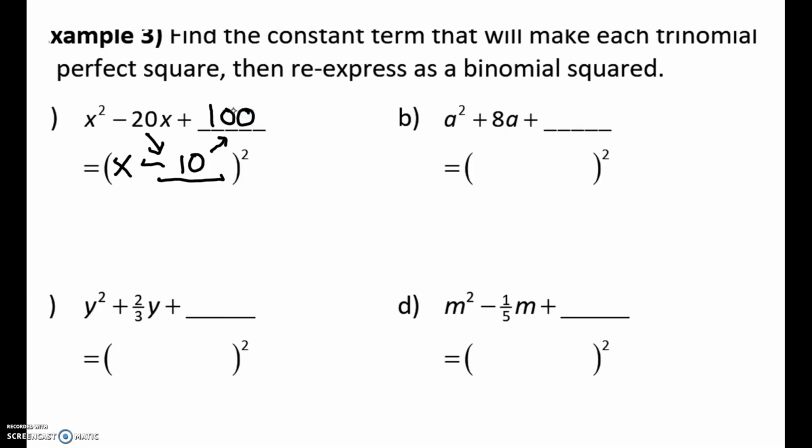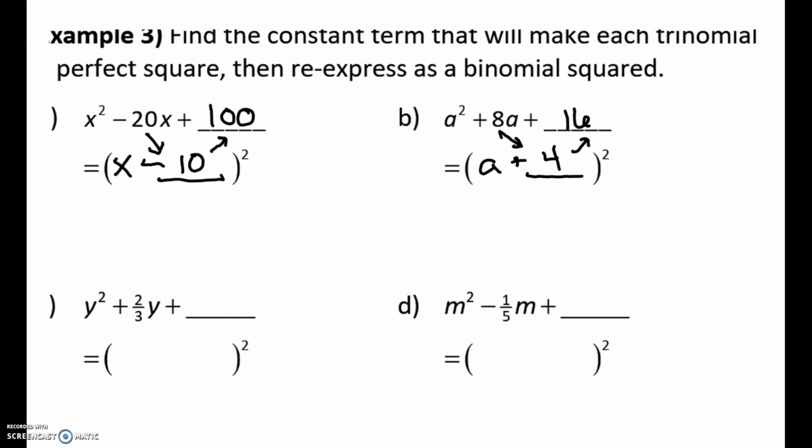Okay, so same idea again. We do a, I need a blank here. Half of this number is plus 4. Plus 4 squared is 16. And if you notice, if I were to factor a squared plus 8a plus 16, it's going to factor into (a plus 4) squared. So this even works with ugly numbers.